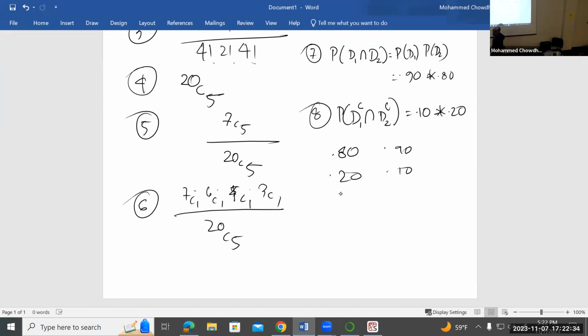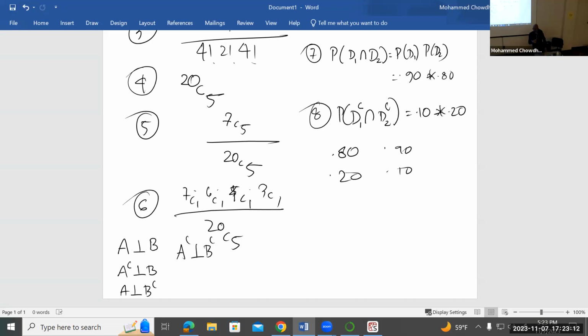If 2 events are independent, then all of their other categories are also independent. Let me write it for your future. Suppose A and B are independent. This is the sign of independence, okay? Then A complementary, that means not happening A, and B are also independent. Then A and B complementary are also independent. Then A complementary and B complementary are also independent.